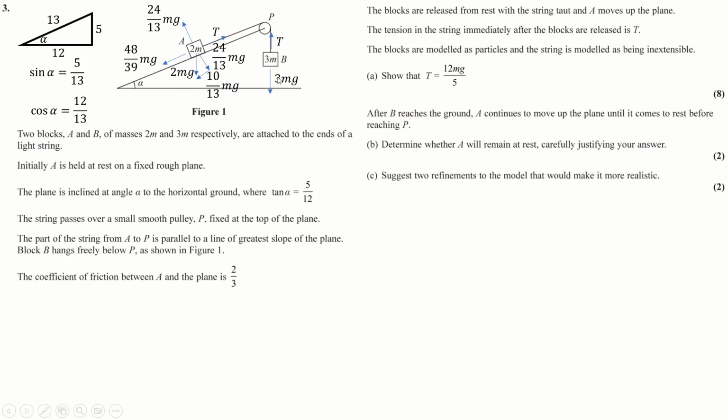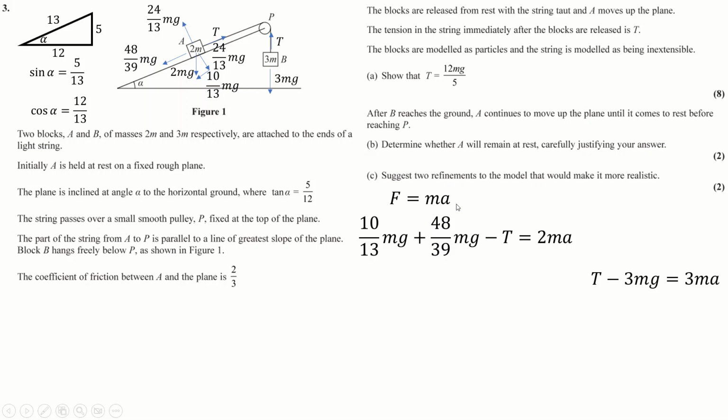Here we can set up F equals ma on each of these two blocks separately. So over here, F equals ma says this force going down the plane, plus this force going down the plane, minus this force going up it, T, equals ma, and m is 2m, so that's 2ma. So this one plus this one minus this one equals 2ma. And for this one here, much simpler, it's just 3mg minus T equals 3ma. And the a is the same because they're moving together.